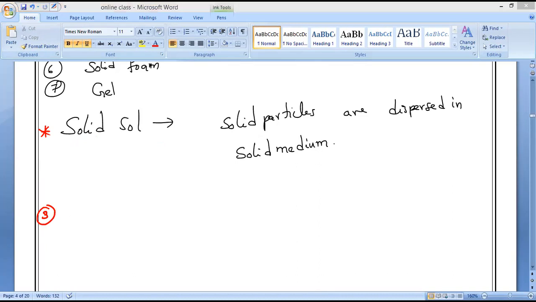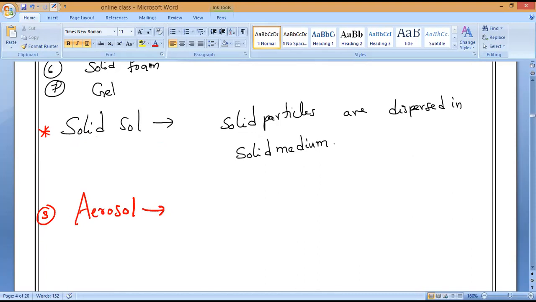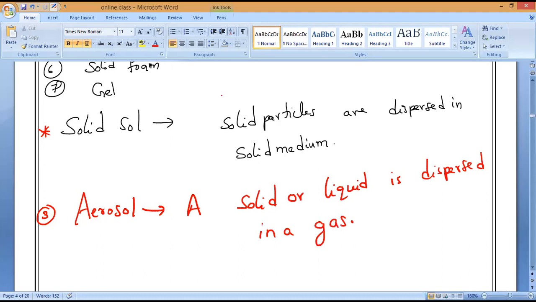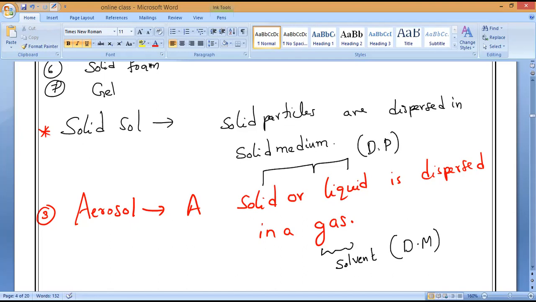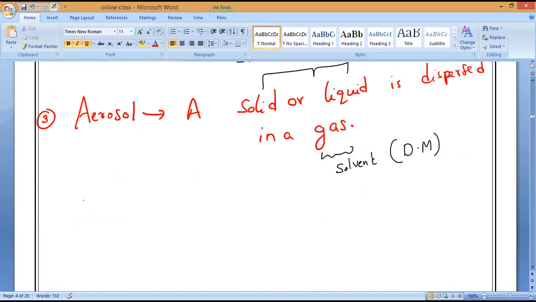Next, third one, aerosol. Remember, aerosol: a solid or liquid is dispersed in a gas. So who is the dispersion medium here? Gas is the dispersion medium, meaning it is the solvent, and solid or liquid is called the dispersed phase. Okay, everybody? Please respond. Aerosol means gas, including air. Please remember that. Air is also a mixture of gases only.